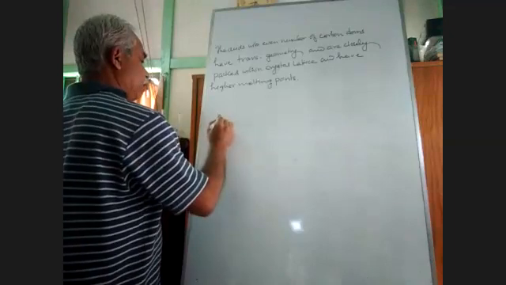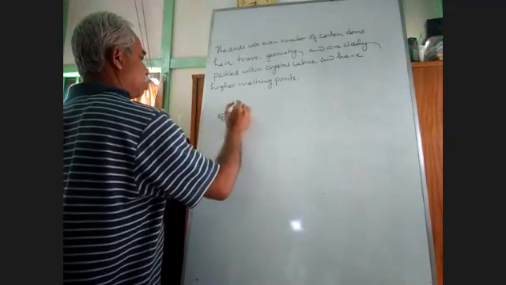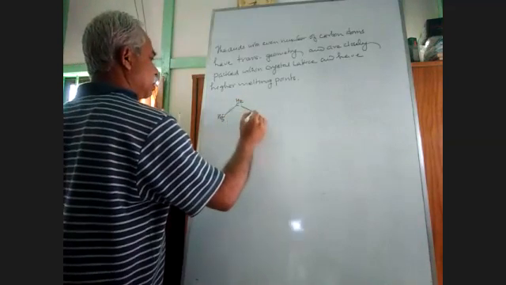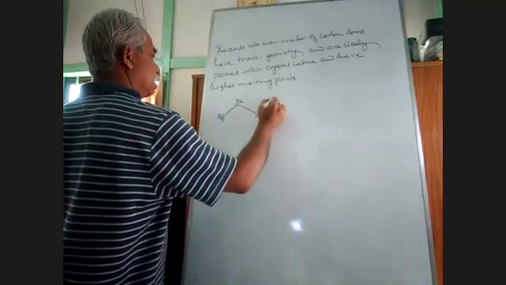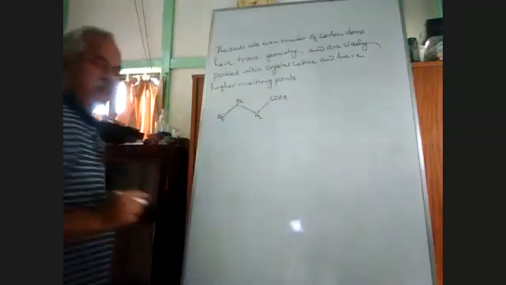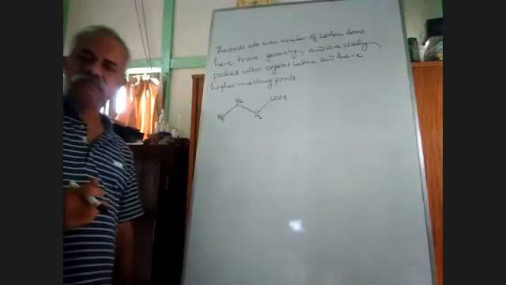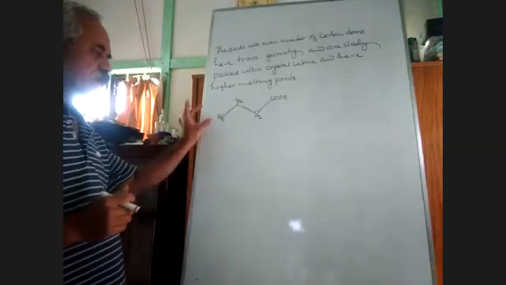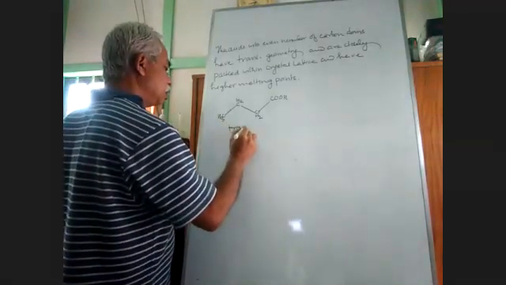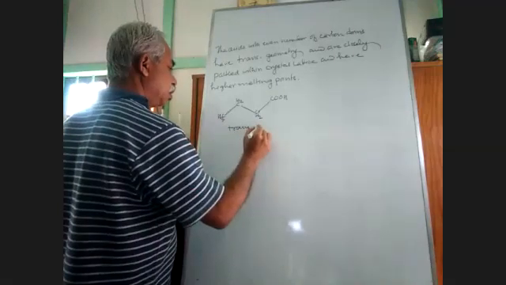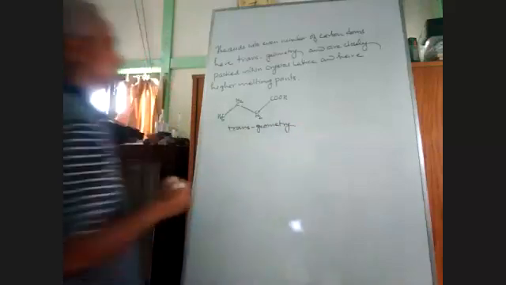Say I have taken butanoic acid. So butanoic acid geometry is this. See, this is trans. Any trans compound, they come very close to each other. In that case, the packing is very, very strong. So we'll write now here: trans geometry.